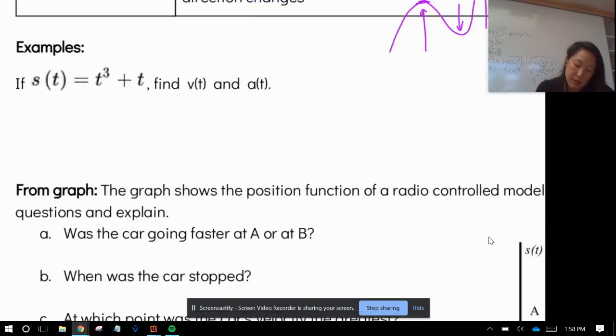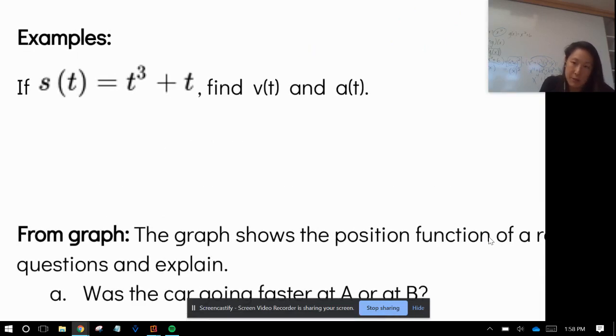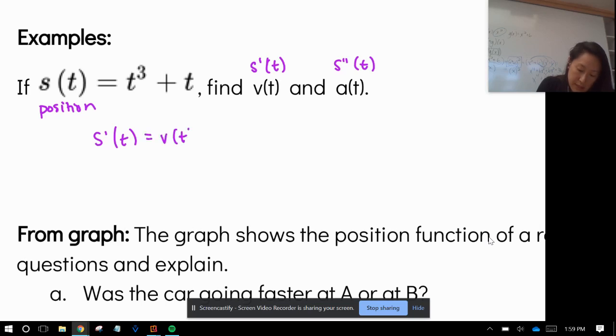Let's just practice some examples here. I have s of t, which is position, and I want to find v of t, which is just s prime of t, and a of t is s double prime of t. So we're going to take the derivative of s of t, which we know is v of t, and we get 3t squared plus 1. And then s double prime of t, also known as acceleration, is equal to 6t.